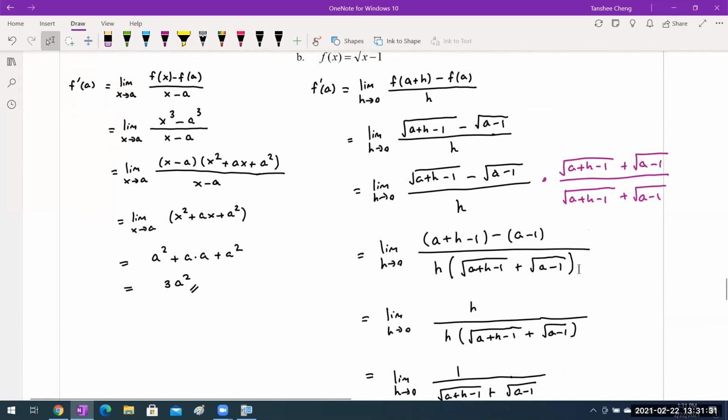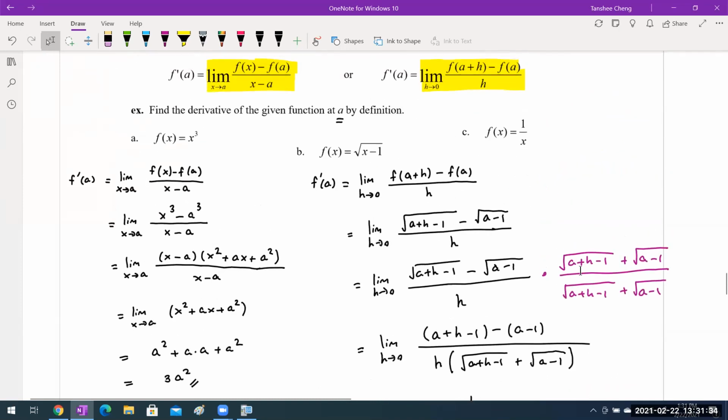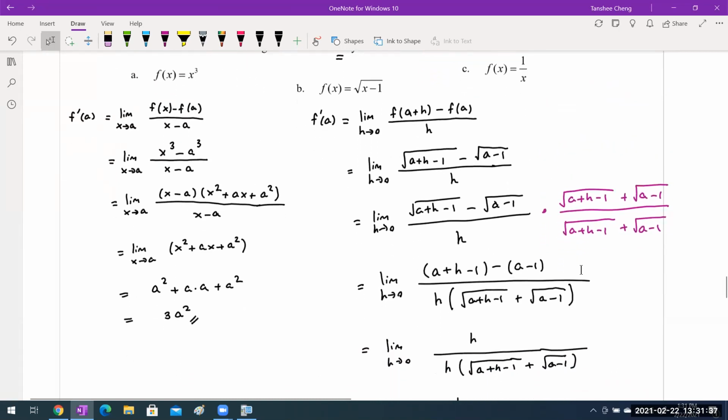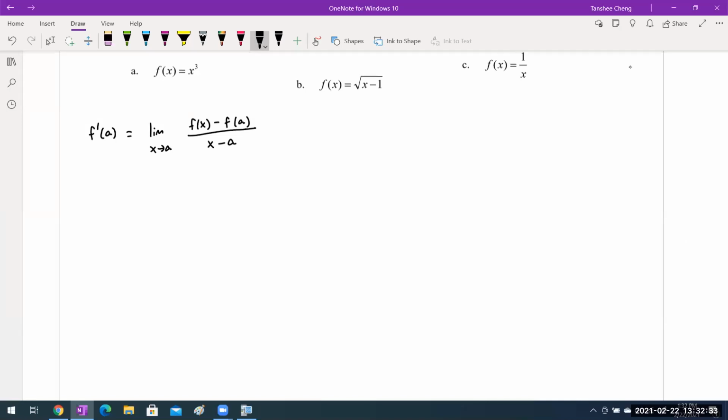Okay. So finally, let's take a look at the last example, which is the rational function 1 over x. Let's try to compute that. So for this last example, C, the function 1 over x, when I find the derivative of function f at a, we're going to use this formula: the limit as x approaches a of f of x, in this case 1 over x, minus f of a, which is 1 over a, divided by x minus a.